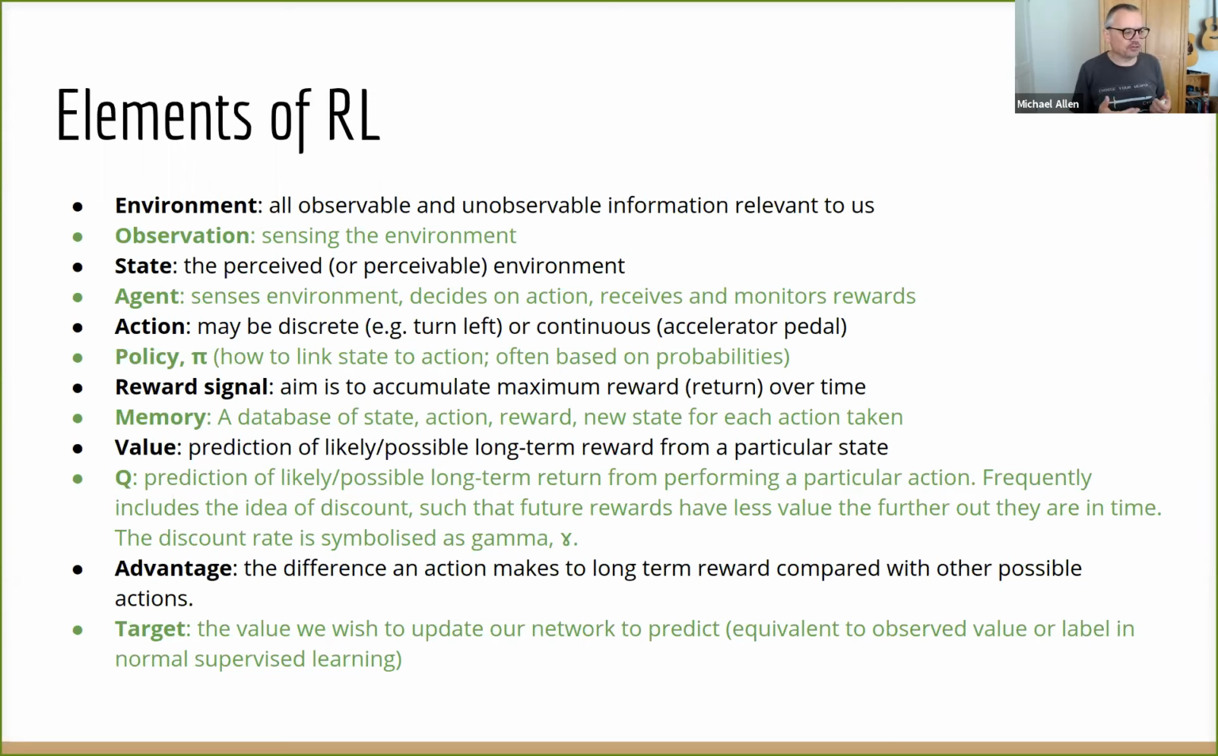Then we have our agent. That's the thing that senses the environment, decides what action to take, and receives and monitors rewards. Actions, as mentioned, could be discrete, which is what we're looking at, or continuous. Then we talk about policy, sometimes just called pi, and policy is basically what you do, given the observations that you've got, what action do you take? And that's what we're always trying to optimize. We're trying to optimize our policy. Then we have a reward signal that comes back from the environment, and our aim is to accumulate the maximum reward over time.